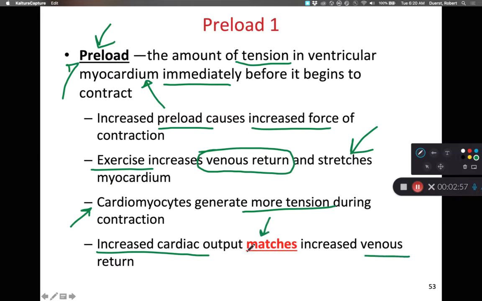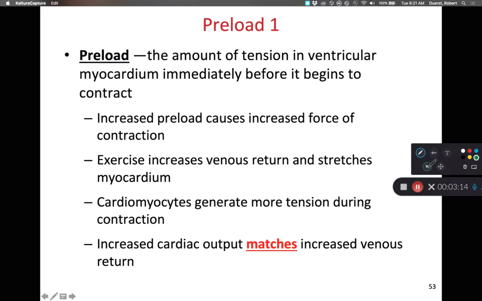Another way of thinking of preload is this is the way that our heart maintains balance. If we send more blood to the heart, the heart needs to compensate by sending more blood away from the heart. Otherwise, blood will pool within the chambers of the heart, and that ain't good for nobody.